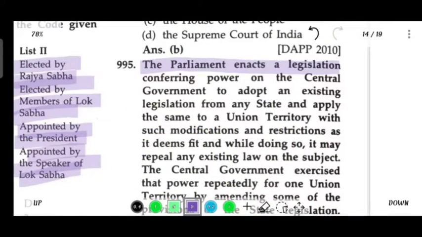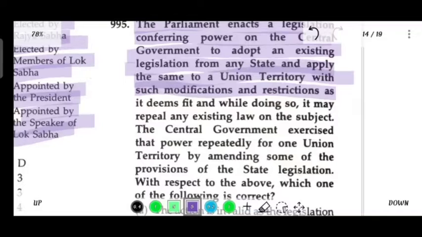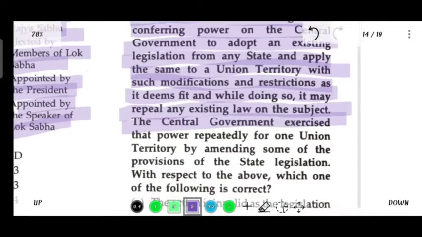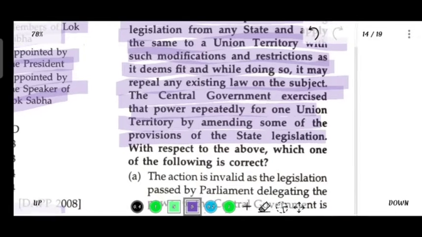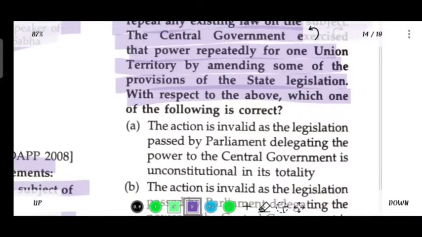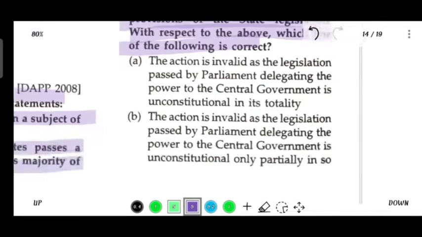The Parliament enacted a law conferring the power on the central government to adopt an existing law from any state and apply the same to any union territory, with such modification and restriction as it deems fit, and in doing so it may repeal any existing law on the subject. The central government exercises the power repeatedly on the union territory, amending some provisions of the state legislation. With respect to the above, which one of the following is correct?